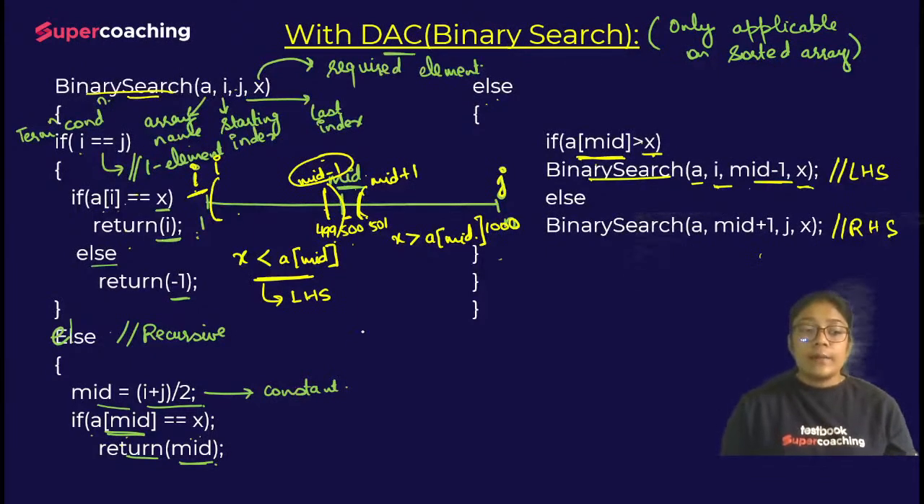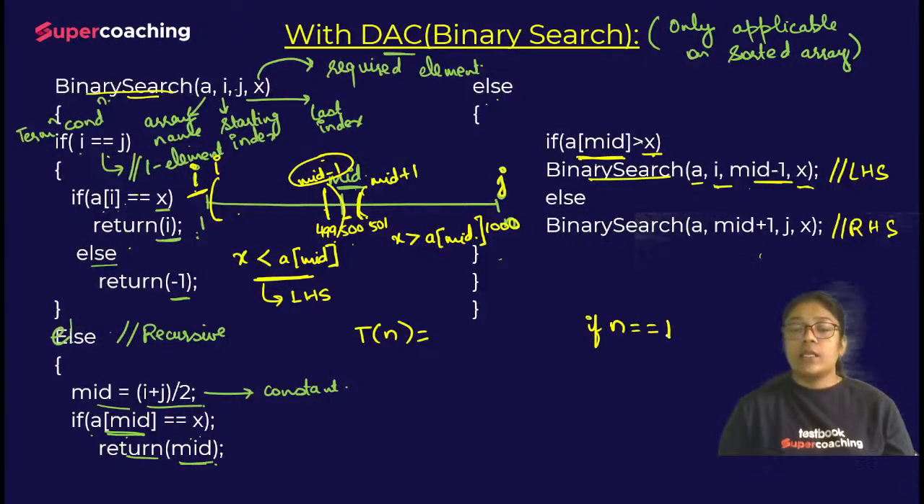So what will be the time complexity? Or let's write the recurrence relation. For example, n elements were there. If only one element is there, if n is equal to 1, meaning the problem has only one element, then it is going to take constant time. But if more than one element is there, if n is greater than 1, then either we will be going to the left hand side or the right hand side. You have seen that an if else is coming here.